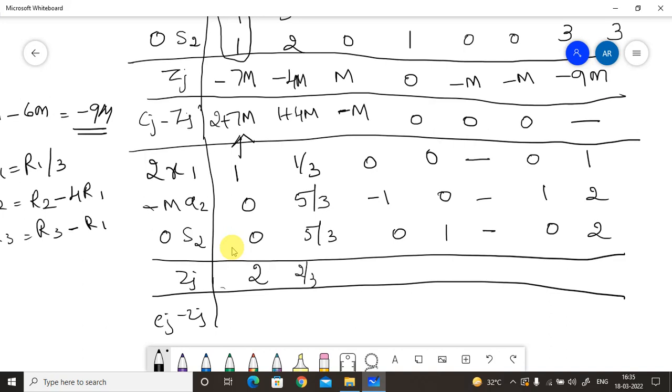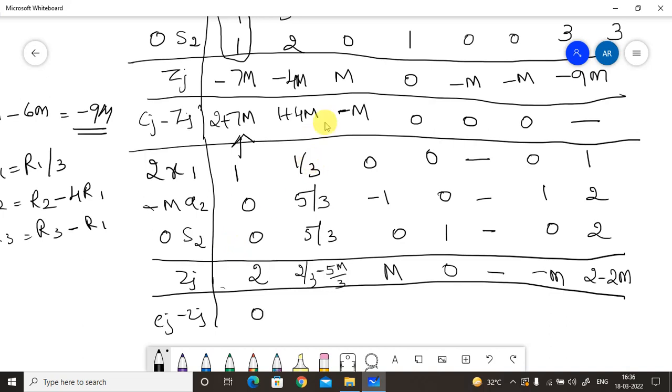minus 5m by 3, correct? 0 into 5 by 3 is 0. Next is 0 minus m into minus 1, that's m. So this is m, 0, 0, 0, so this will become 0. This we are not going to calculate, and this will be 0 minus m. This becomes 2 minus 2m, right? That is the end of the Zj. Cj minus Zj: 2 minus 2, that's 0.